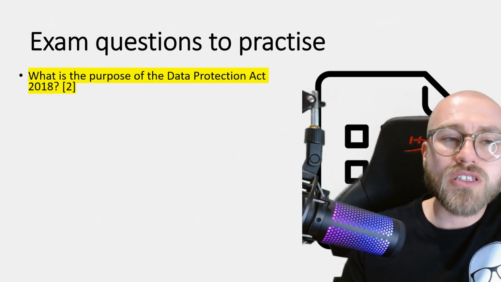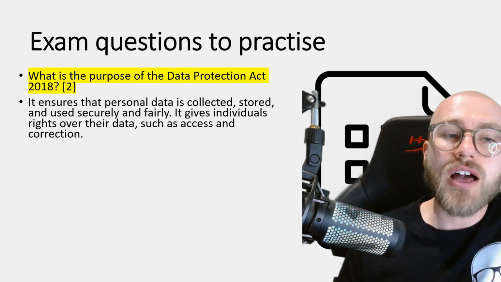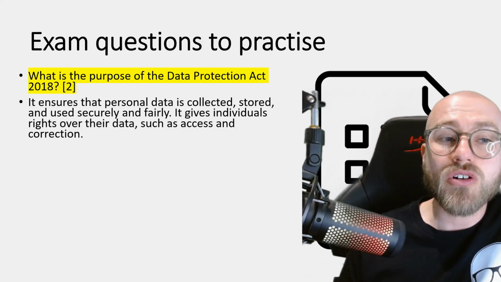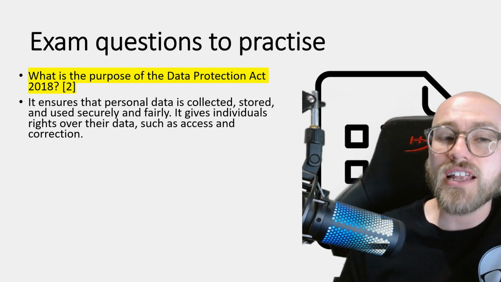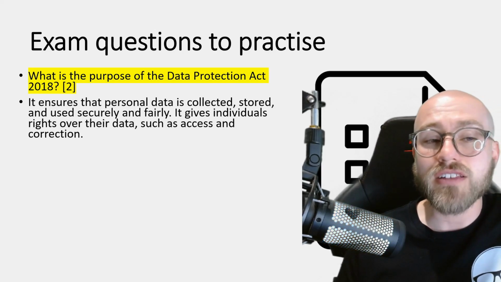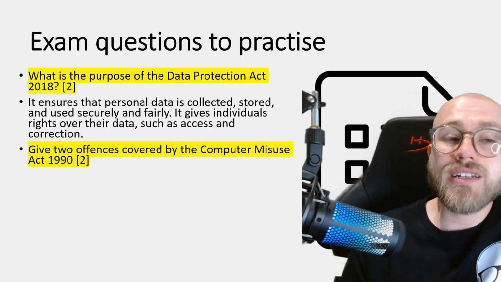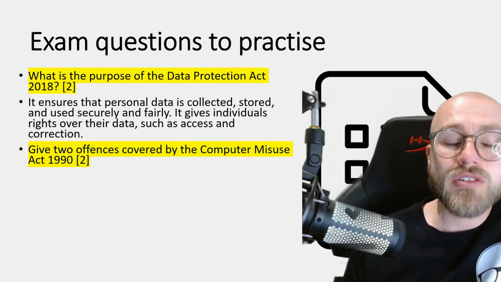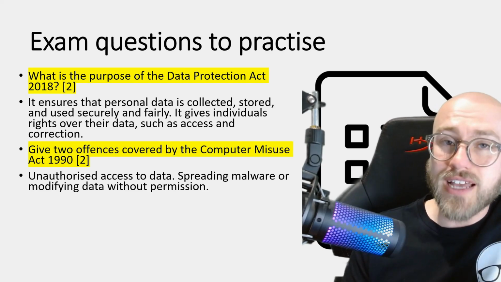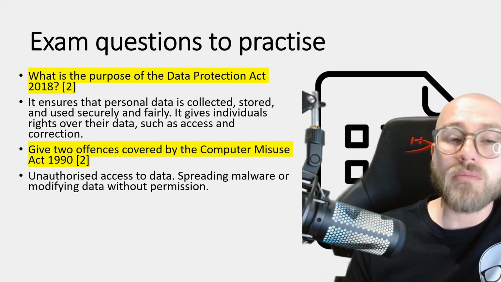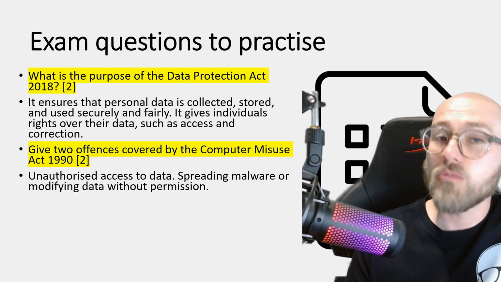So question 1, what is the purpose of the Data Protection Act? So you could have written something like, it makes sure that personal data is collected, stored, and then used securely and fairly. So that'd get you 1 mark. Then you could extend it by saying it gives individuals the rights over their data, such as access and correction. Second question, give 2 offences covered by the Computer Misuse Act 1990. So you get 1 mark for saying unauthorised access to data, and then you could get another mark by suggesting something like spreading malware or modifying data without permission.